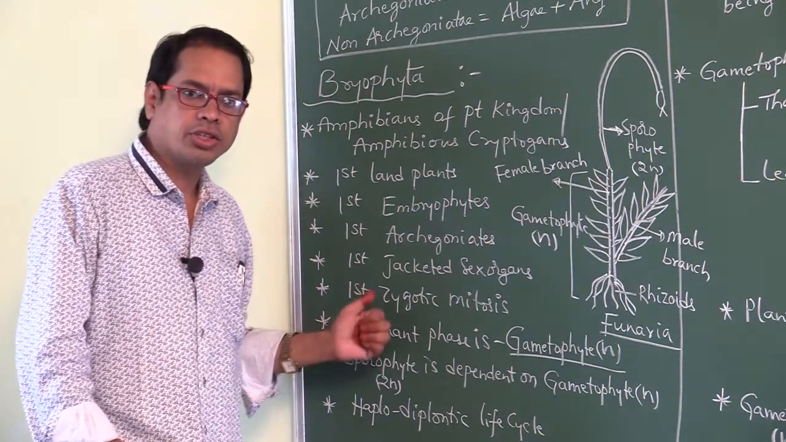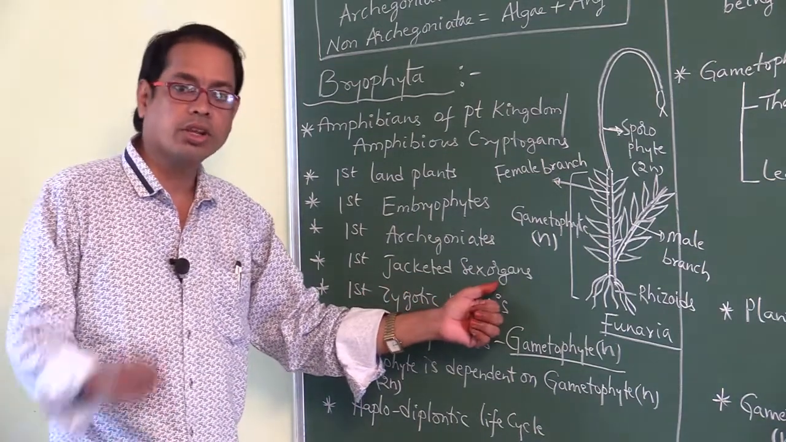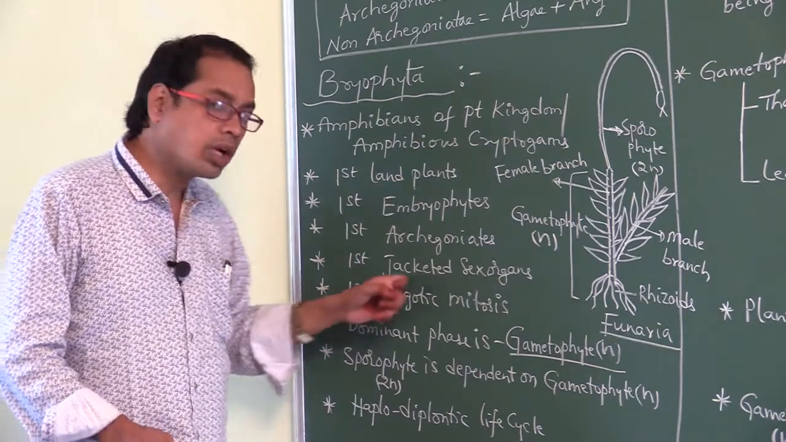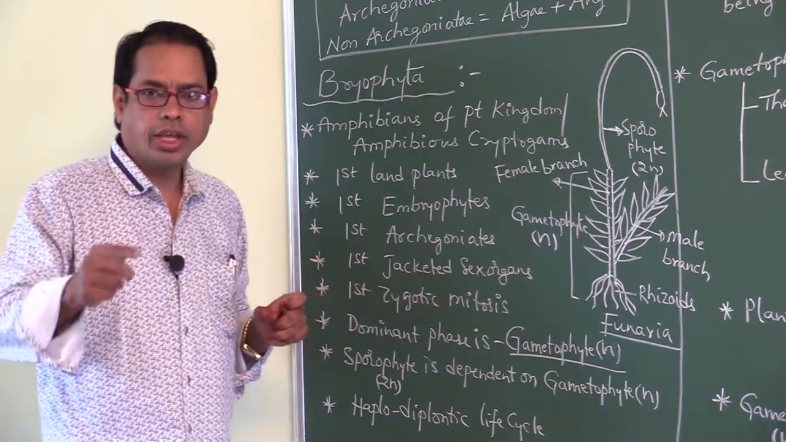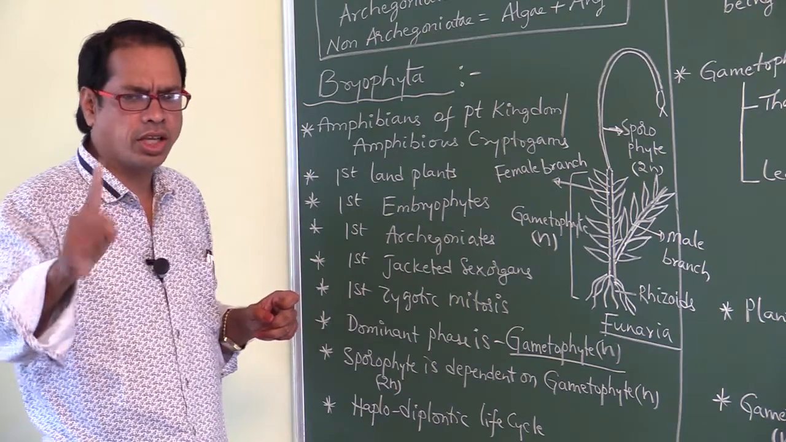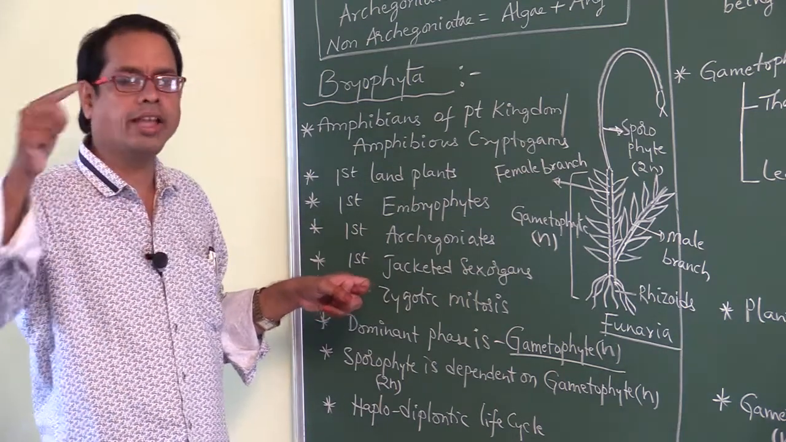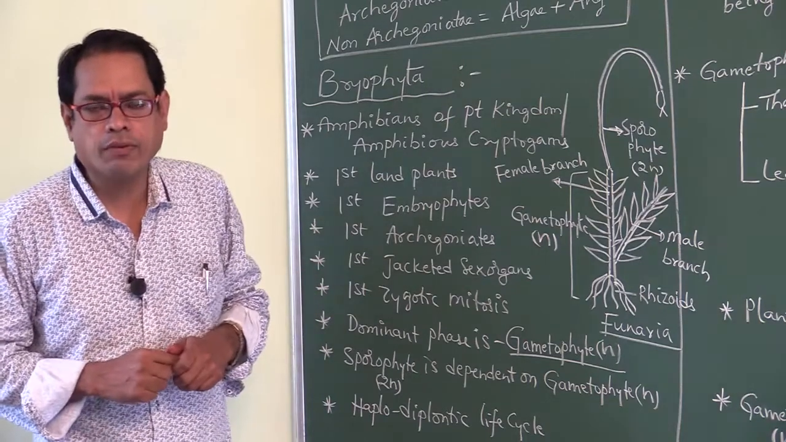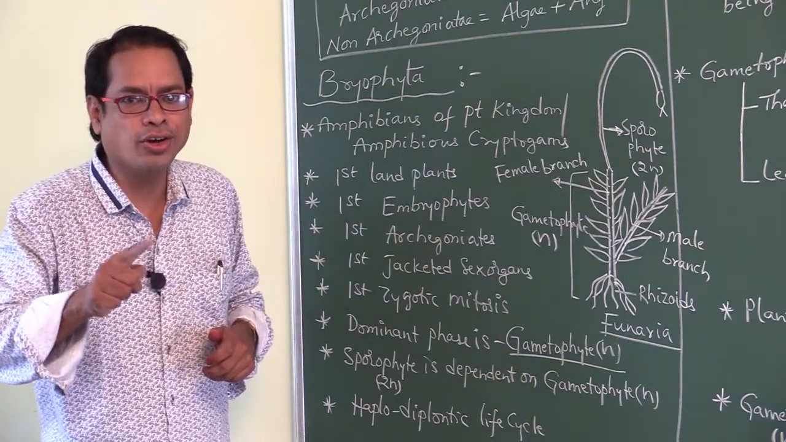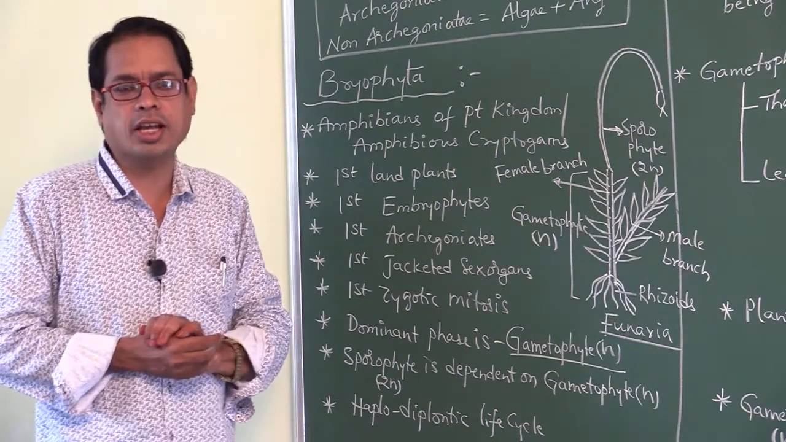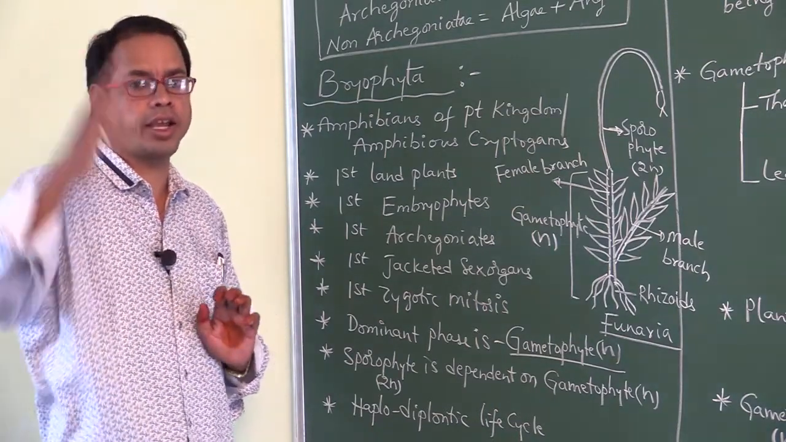That's why jacketed sex organs are first found in Bryophyta. First zygotic mitosis: the zygote undergoes mitosis first in Bryophyta, and last in angiosperms. Whereas in algae and fungi, the zygote undergoes meiosis. Zygotic meiosis occurs in algae and fungi.